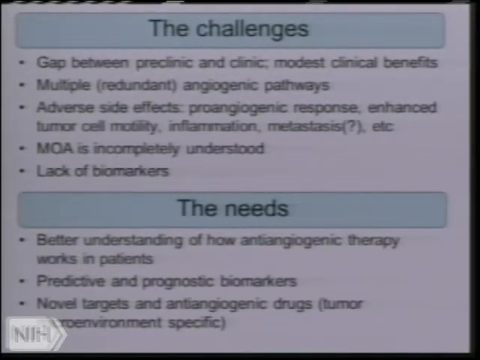A slide to summarize basically the challenges with anti-angiogenic therapy. There is an obvious gap between the preclinical and the clinic. And there are modest clinical benefits. Angiogenesis is a fundamental process both for homeostasis and embryo development, and therefore is an extremely redundant process. If you block one pathway, there's another pathway that is going to take over. You block those two, there's another pathway that is going to take over. So this represents a tremendous challenge in terms of drug development.